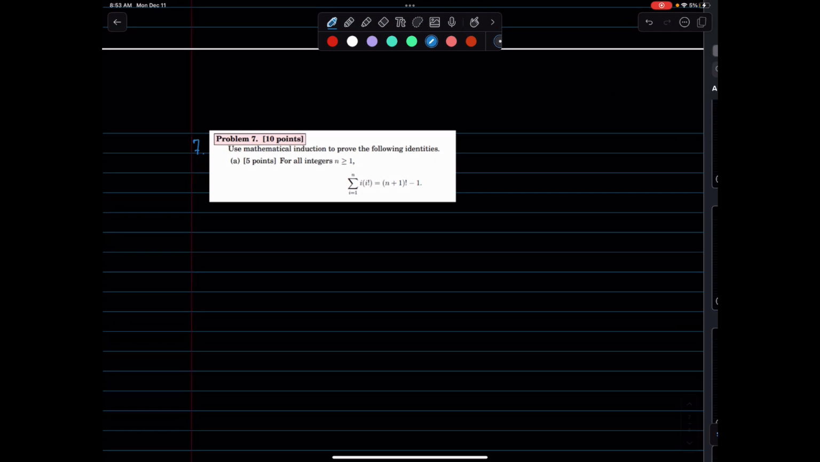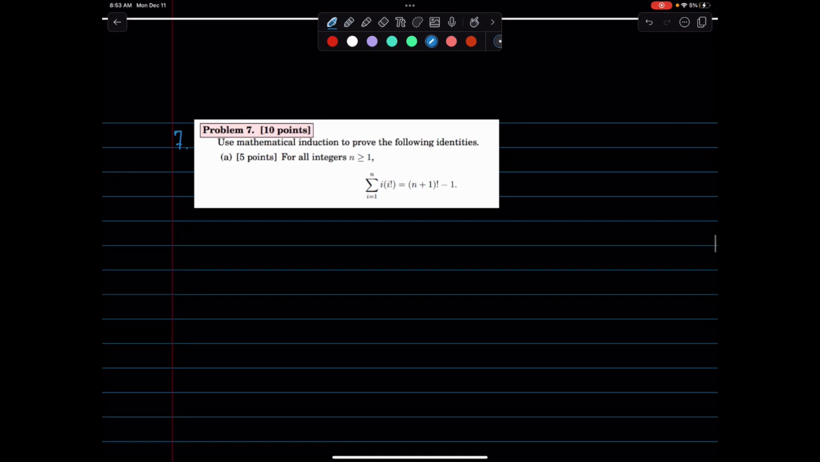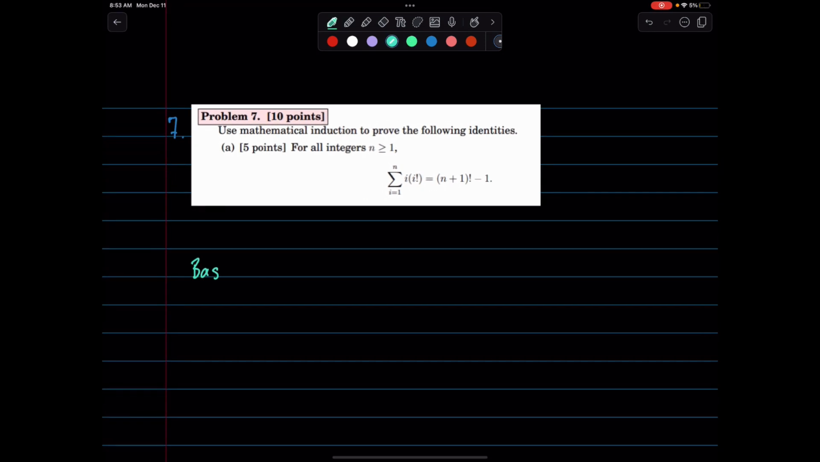Now we're on to mathematical induction. Alright, so we have to prove that the summation of the sequence is equal to this. So first we'll start with the base case, which, since it says n is greater than or equal to 1, would include 1.